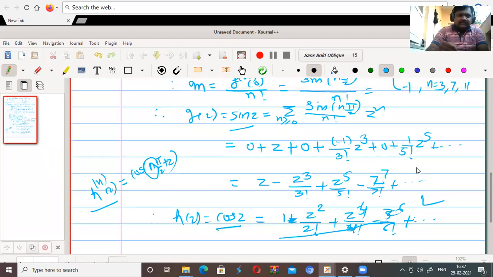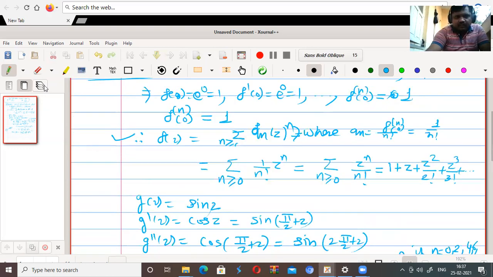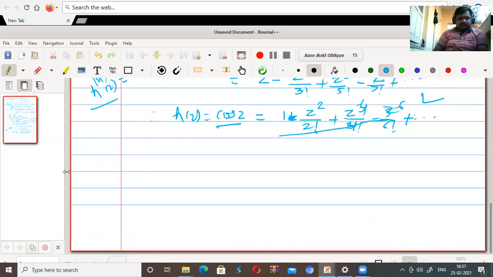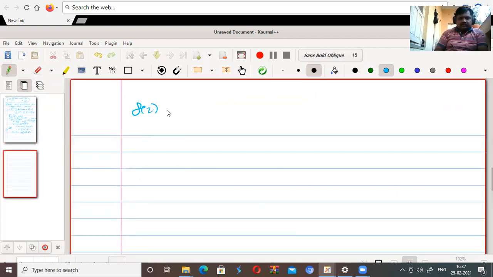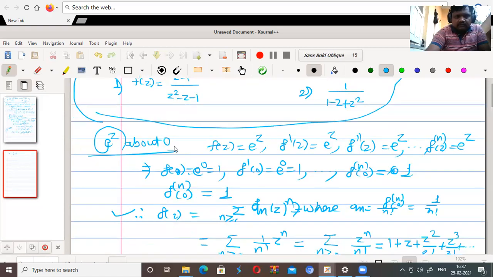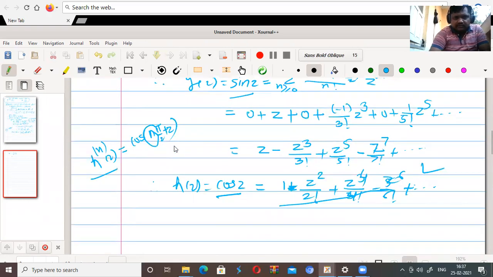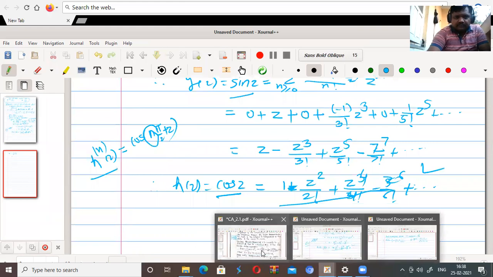Now we will go for this example. f of z equal to z minus 1 upon z square minus z minus 1, which is equal to, what about z square minus 1 minus 1? One minute. We'll go for that example.